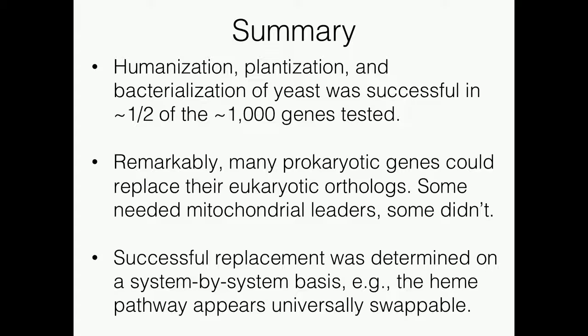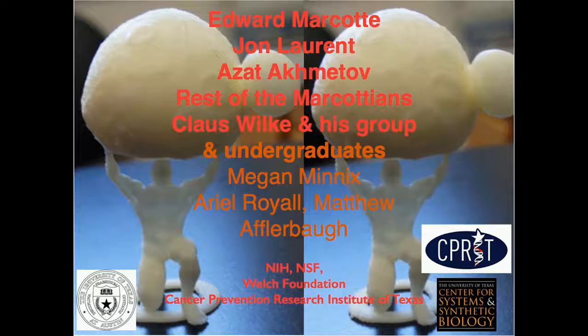Remarkably, prokaryotic genes also work in eukaryotes, like in yeast, and we show that in some cases you really don't need a mitochondrial localization signal, but in some cases you do, and this successful replacement is again on a system-by-system basis. We find pathways which are entirely replaceable, pathways which are not, and we found the heme pathway is a universally swappable pathway. And that finishes my talk.